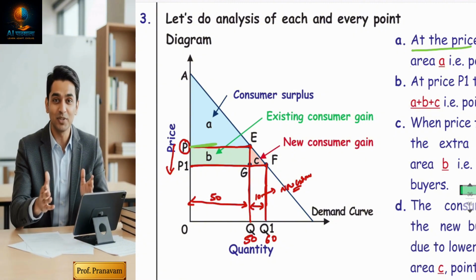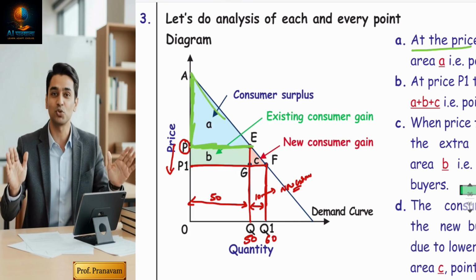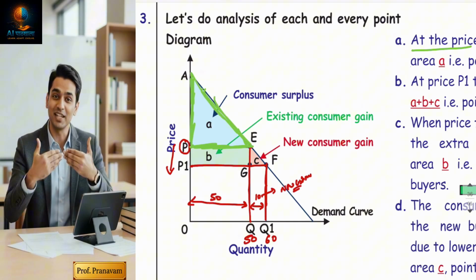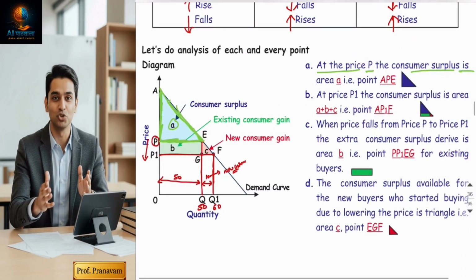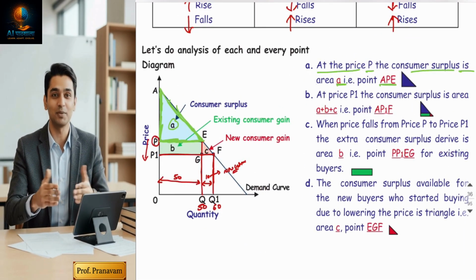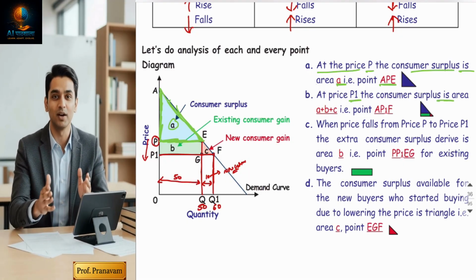So when the price is P, see this green curve. The triangle above, the blue shade, is actually my surplus. Right? So which area? A. So consumer surplus is area A.